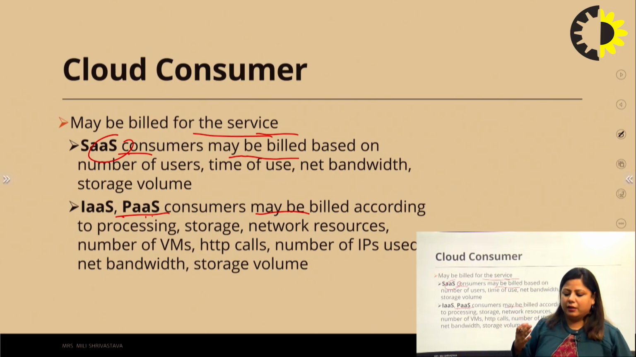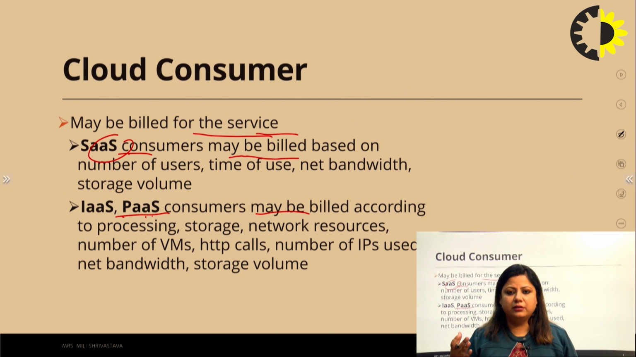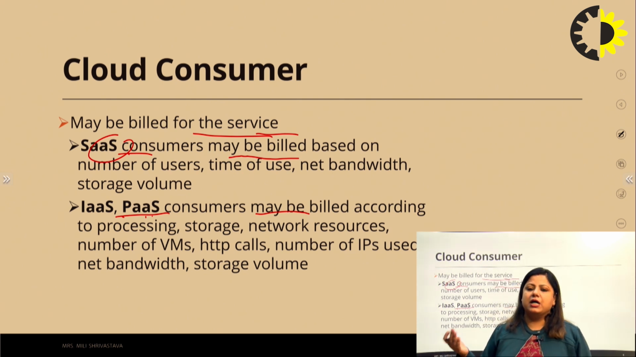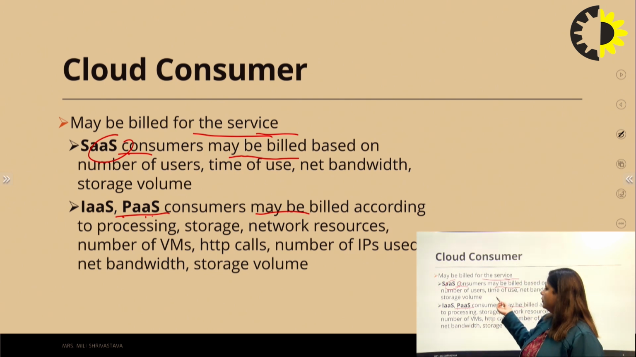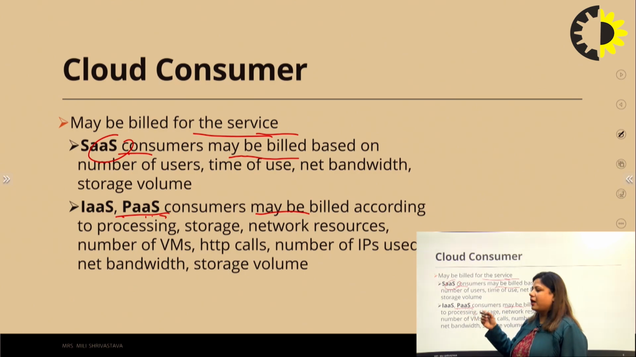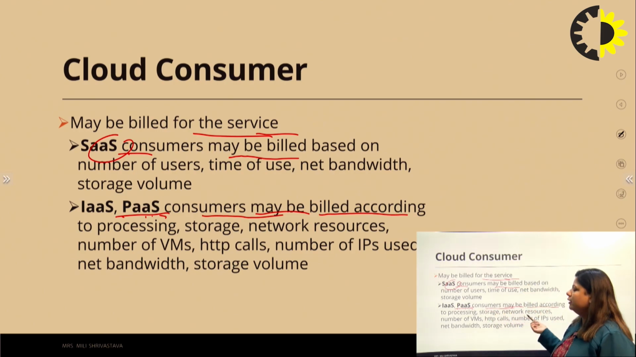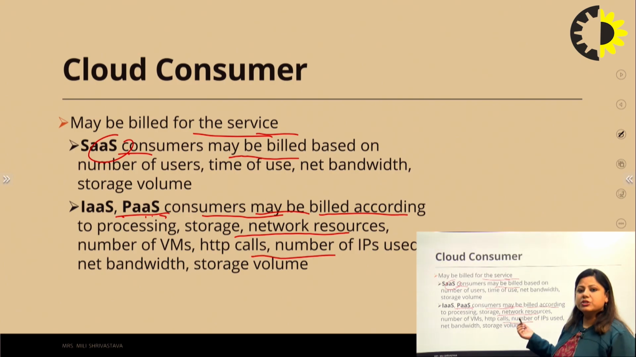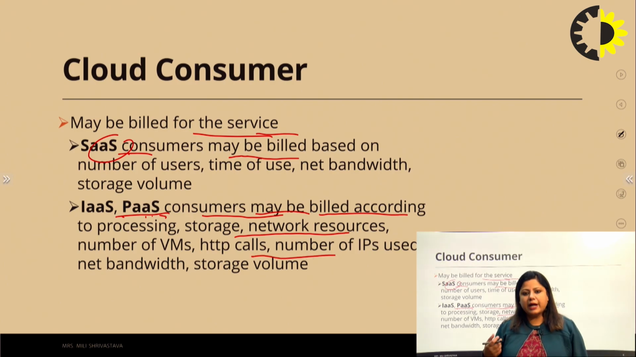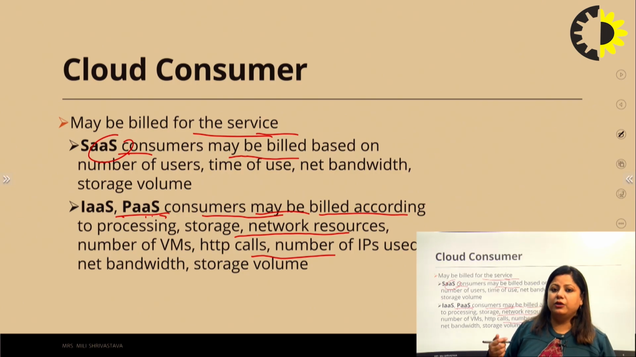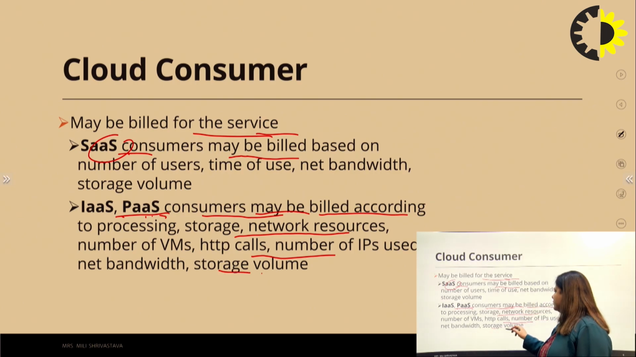All the services have different amounts of charge. For IaaS, infrastructure as a service, and PaaS, platform as a service, the consumer may be billed according to processing, storage, network resources, number of virtual machines, which kind of virtual machine they use, and so many things like bandwidth and storage volume, which are based on billing, etc.